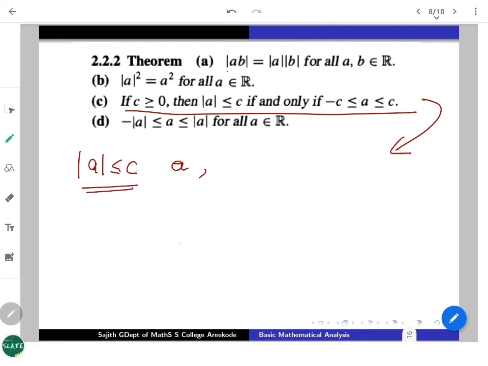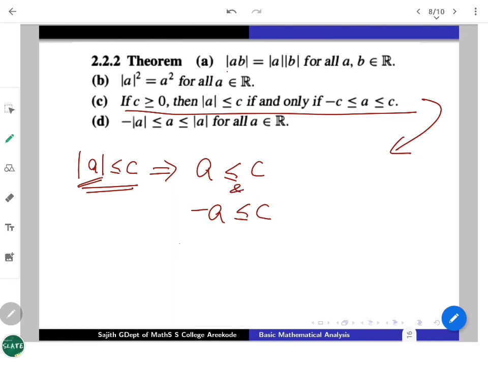C is a positive, or non-negative, real number, which exceeds the function evaluation of modulus A. But modulus A can take either A or minus A or 0 only. So combining all, what you are going to get is that A is less than or equal to C as well as minus A is also less than or equal to C. This is the first thing you are going to get.